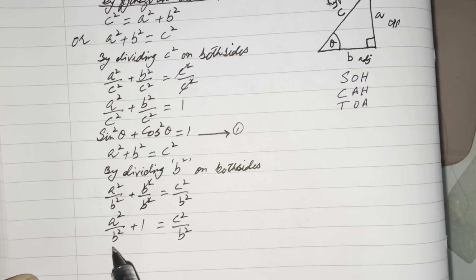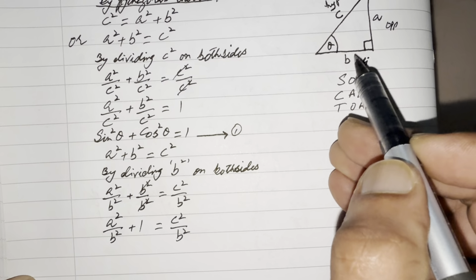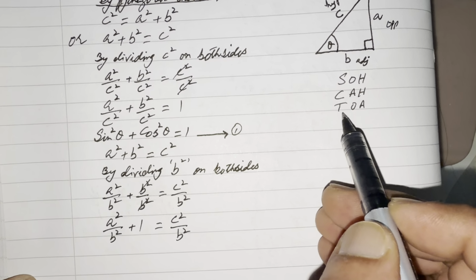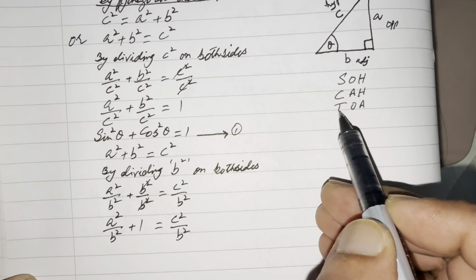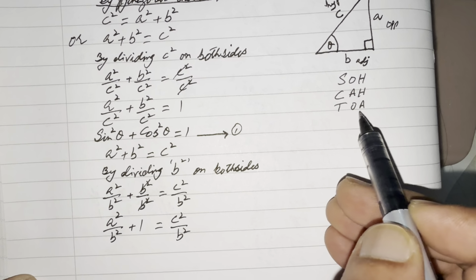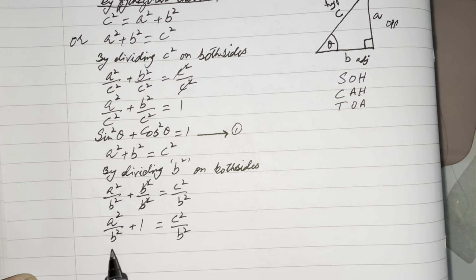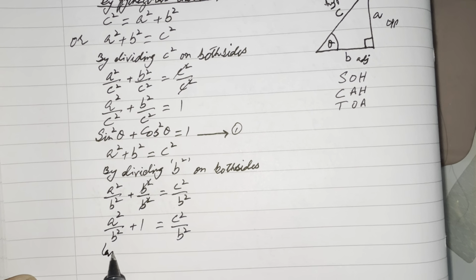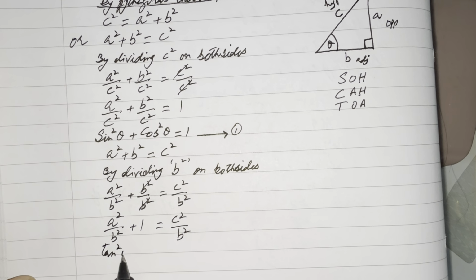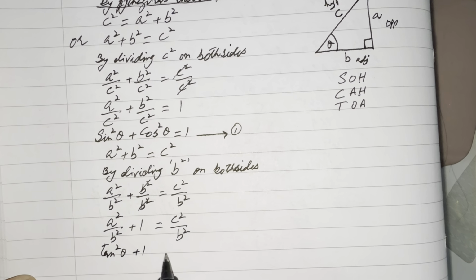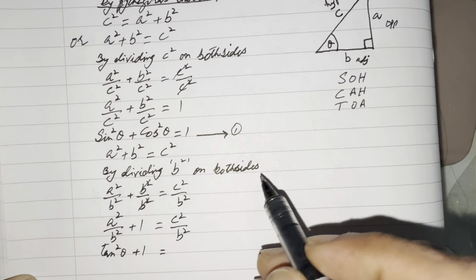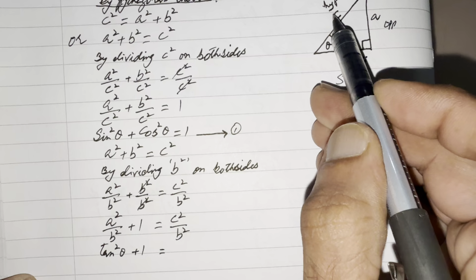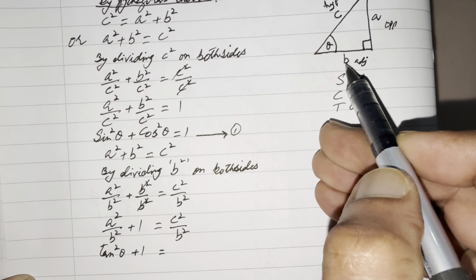So now a and b, what are a and b? Opposite over adjacent. So if we say TOA, T for tangent, O for opposite, A for adjacent, we can write tangent square theta over here plus 1 is equal to c square over b square. C is hypotenuse and b is adjacent.